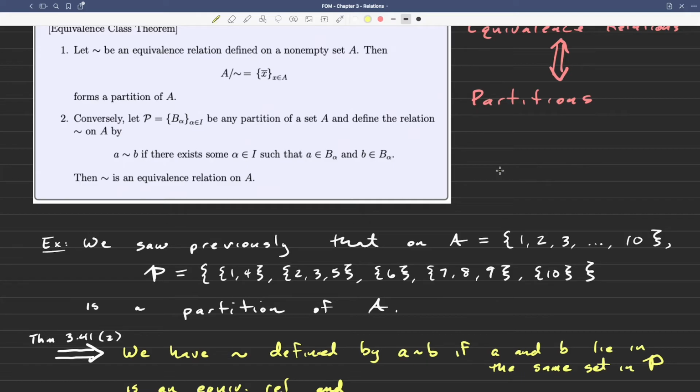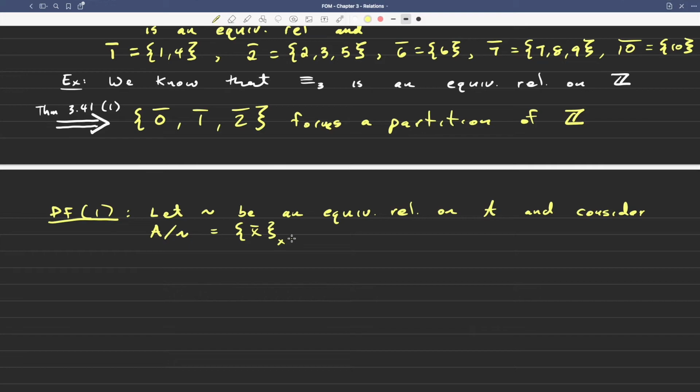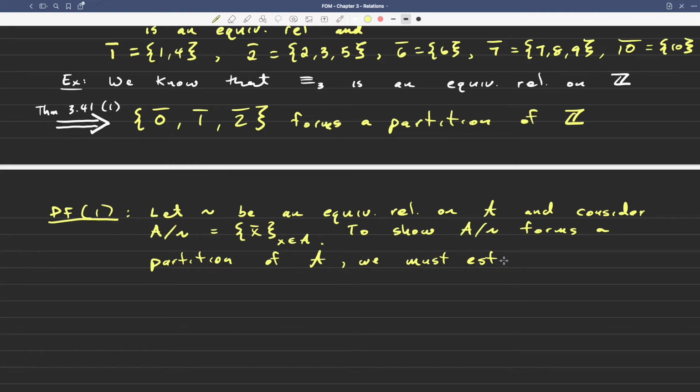So the first part, we're going to start with an equivalence relation and then prove that the quotient space forms a partition. Let tilde be an equivalence relation on the set A, and we're going to consider A mod tilde, which is the set of all x bars where x is an element of A, and we're going to show that that set is a partition. So to show that A mod tilde forms a partition of A, we must establish the three properties of a partition.